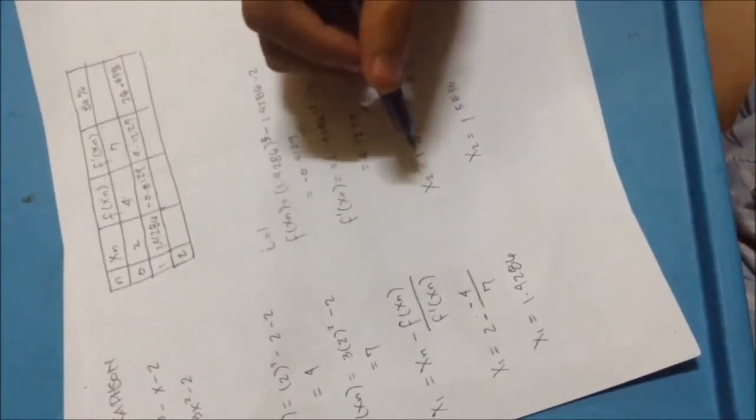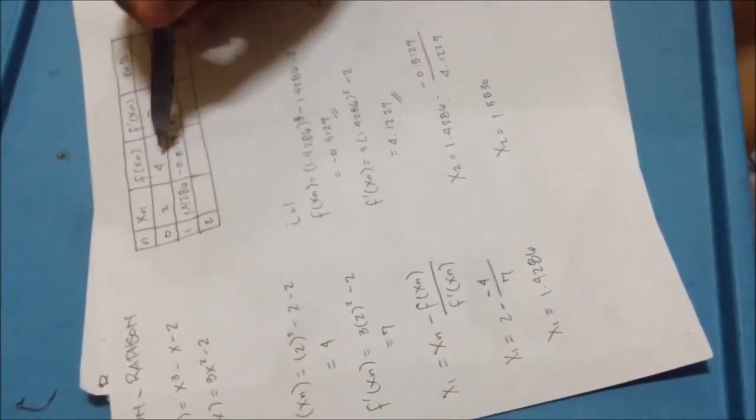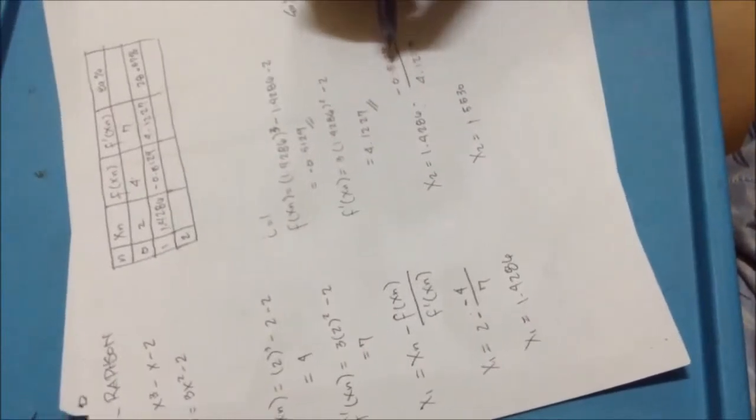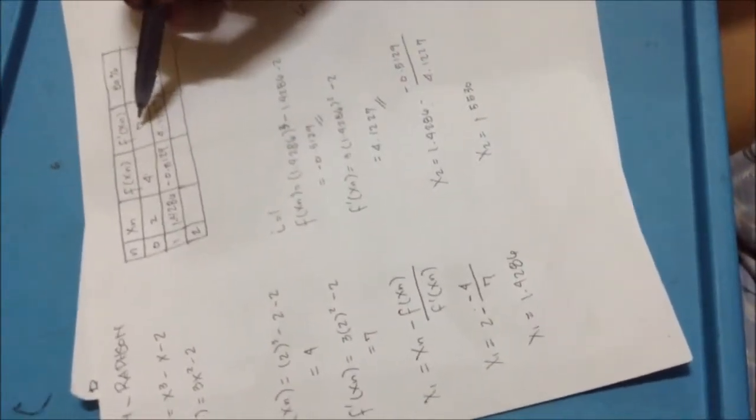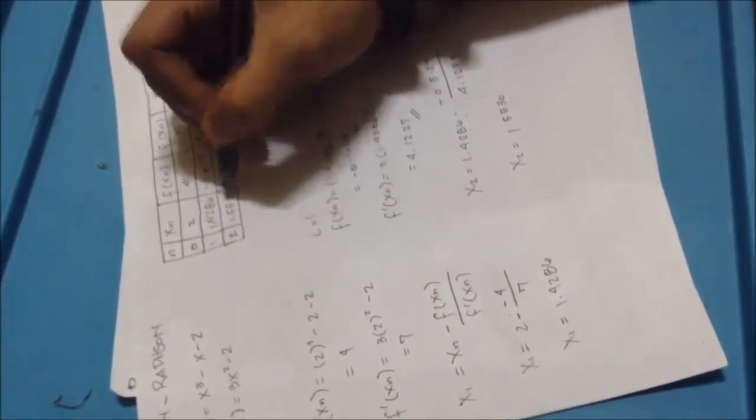Then for getting x2 for iteration 2, just follow the formula, which is the new x_n, 1.4286, minus f of x_n, which is negative 0.5129, over f prime of x_n, which is 4.1227. So the value of this formula is 1.5530.